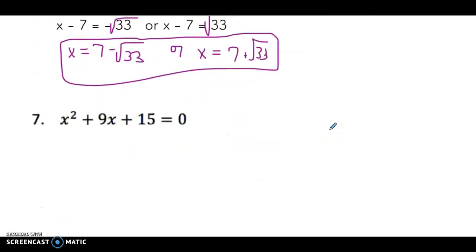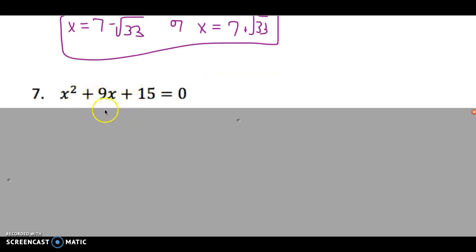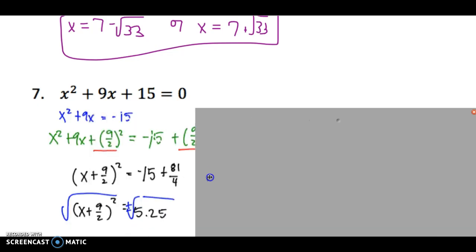Try to do number 7 on your own. Pause the video, and then when you finish, check your answer. So we know this is not a perfect square trinomial, so I need to bring 15 to the other side of my equation, and I get x squared plus 9x equals negative 15.